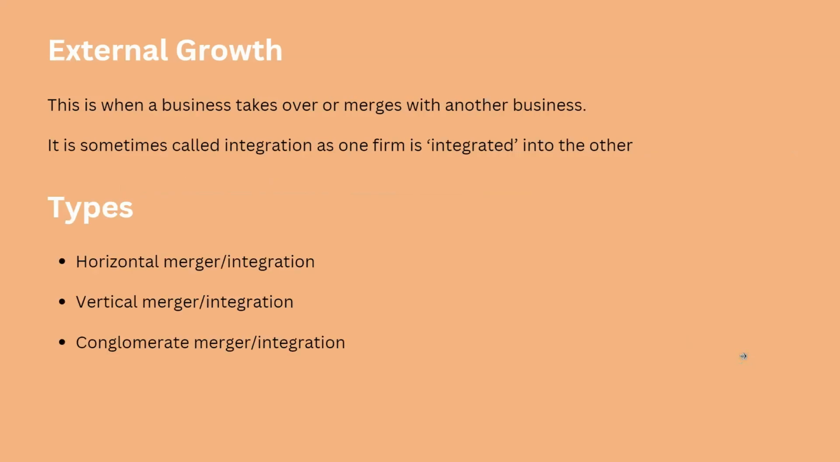Next, we have external growth, and external growth has three types. External growth is when a business takes over or merges with another business. So when the business is joining with some other business, it could be the same type of business or it could be a business in some other sector. That is known as external growth. Also, sometimes it's called integration because the firms are integrated with each other. So we could call the types of external growth either horizontal merger or horizontal integration. Same for vertical and same for conglomerate.